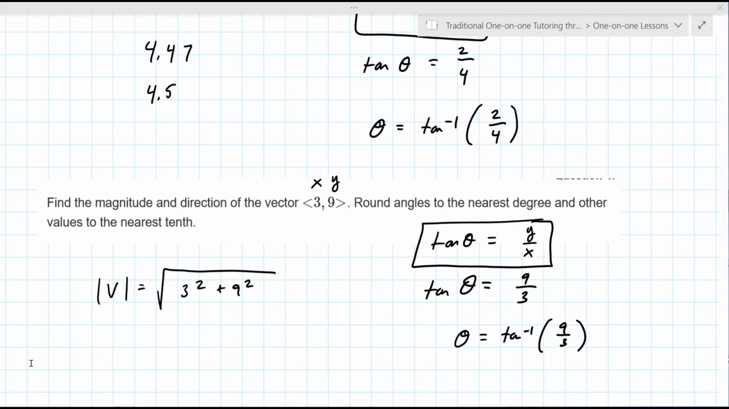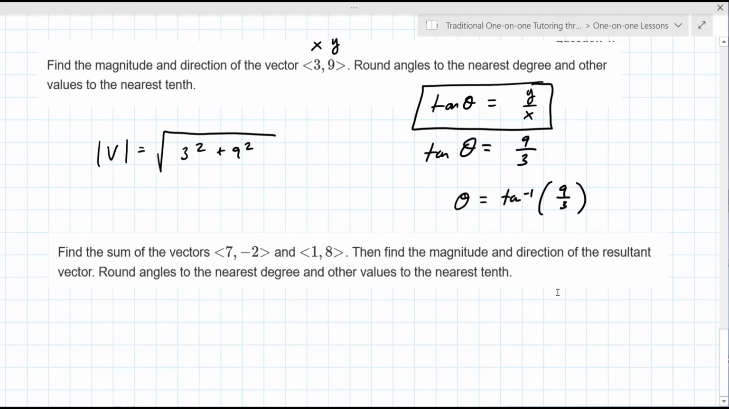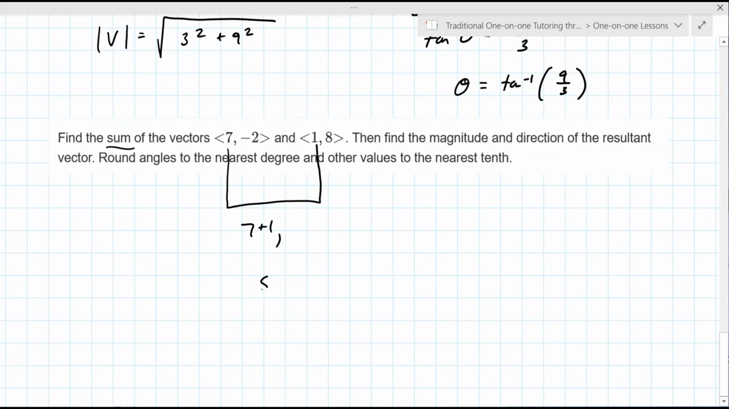Okay. So the next two questions are, well, actually do this one next. It says to find the sum of the vectors. So the sum literally means to add them. So when it says to find the sum, you're going to add 7 and 1. That's 8. And then you're going to add the next two. That's 6. So 8, 6, right? And then it wants you to find the magnitude and direction. So can you do that for me?